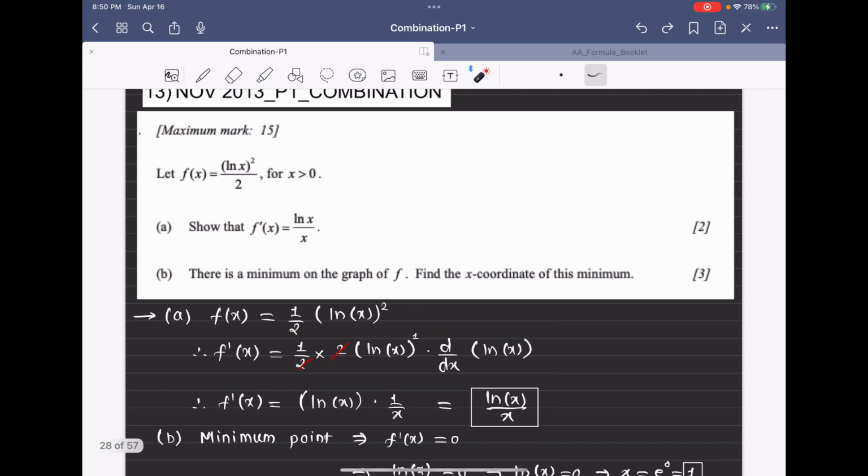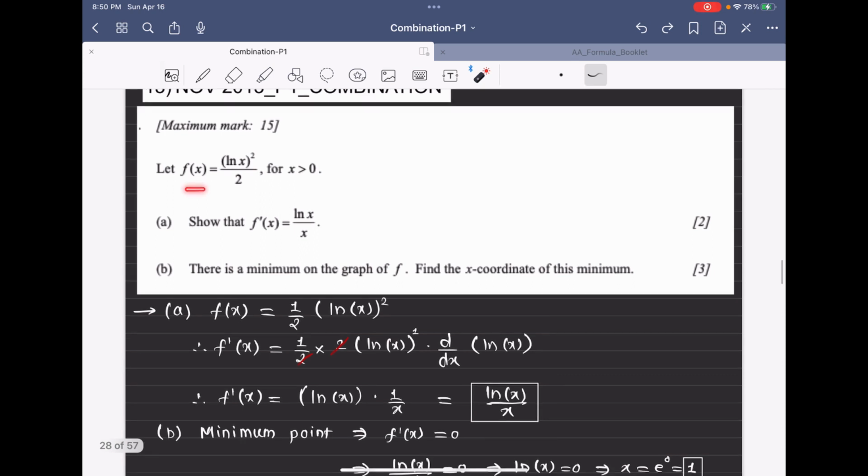Maximum mark 15 total. Let f of x is equal to (ln x)^2 divided by 2 for x greater than 0, for obvious reason, because ln of a negative number does not exist. So it is not ln of x square, it is ln of x, the full bracket square. Show that f dash x is equal to ln x upon x. Look at this very closely.